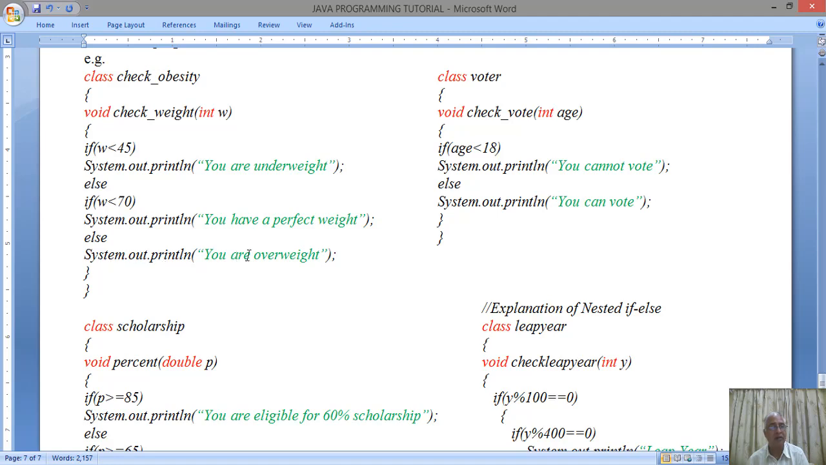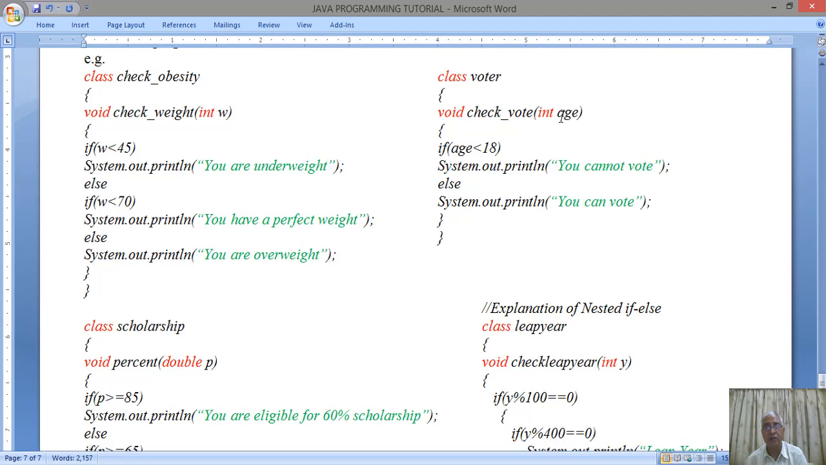That is, the weight is above 70, so this statement will be executed. All these three statements are being controlled by if else using the control statement. So this is the program for checking the obesity. Now another program, class voter, to check whether the person is eligible to vote or not.